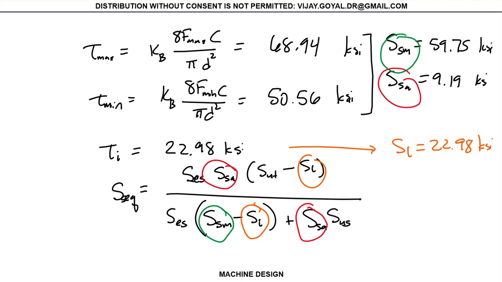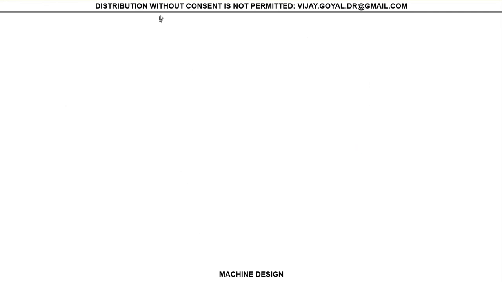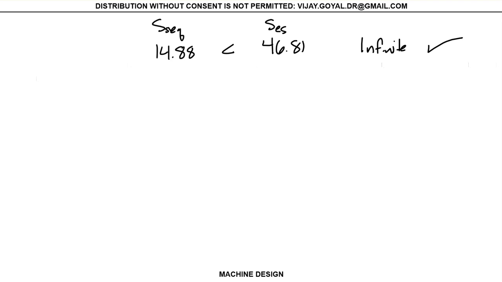And then if you replace all the numbers in here, you find that this is equal to 14.88, which indeed is less than 46.81. This was S_SE, the S_SE equivalent. So we are working with infinite life. So this check is good. Okay. So now we can calculate the factor of safety. The factor of safety in my problem will be S_S equivalent divided by S_SA, and that will give you 1.697, which is bigger than 1, so it is also acceptable.